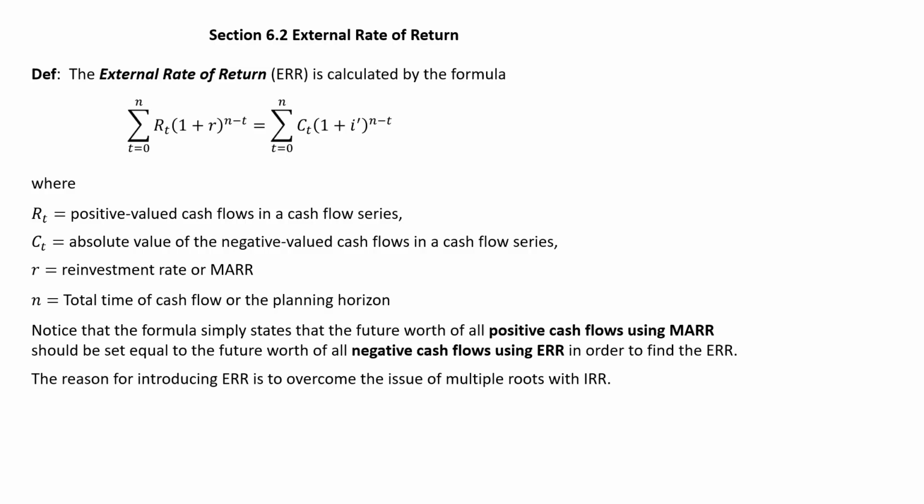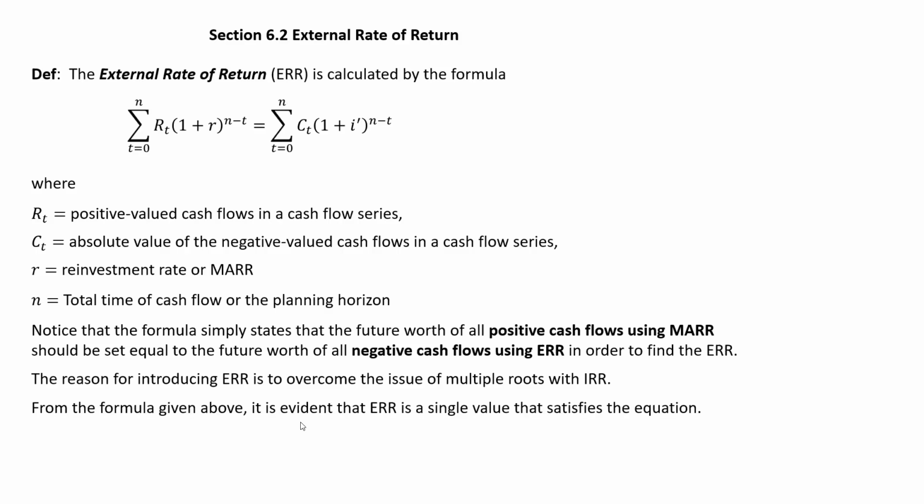Tell you what, when we get to the very last problem, I'll show you. Initially, I don't think I can show you what's the big deal about this. Why is it that you get only one root for this external rate of return? I'll show you that. Cool. It is evident that ERR is a single value that satisfies the equation. Apparently, there's only one value. Cool.